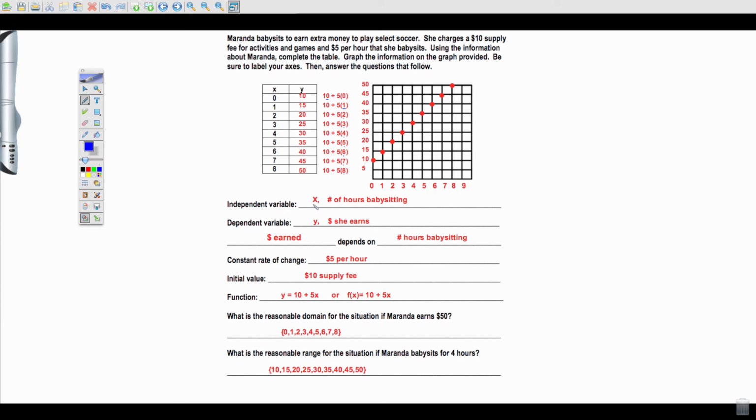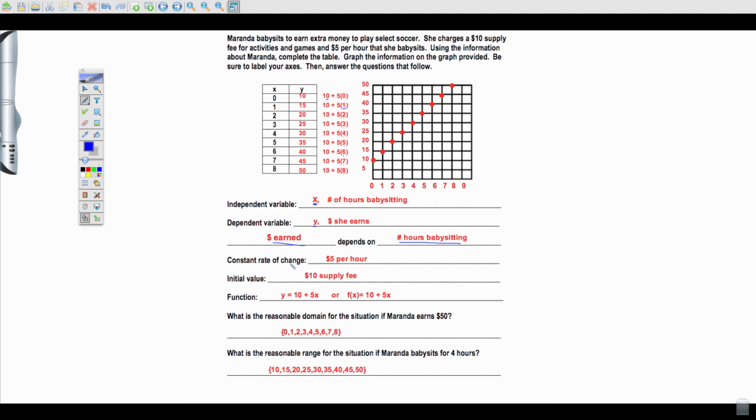So again, independent variable, that's our X value. You need to start remembering, if it's independent, that's X. Independent X, dependent is Y. The Y is dependent on X. So in this case, the amount of money she earns is dependent on the number of hours she works. And you can see that, money earned depends on the number of hours babysitting.